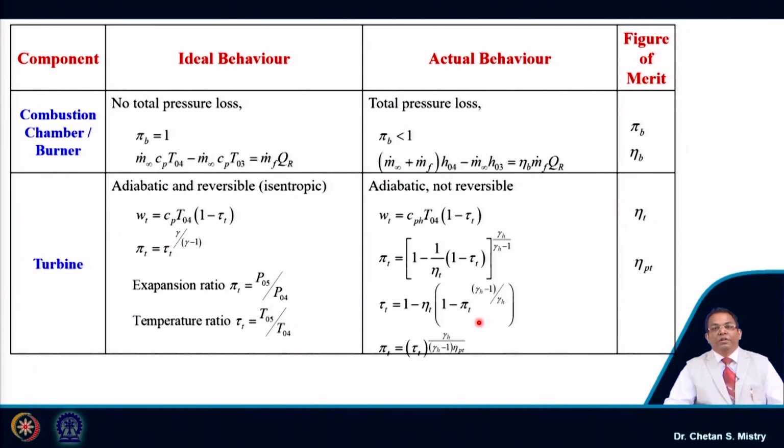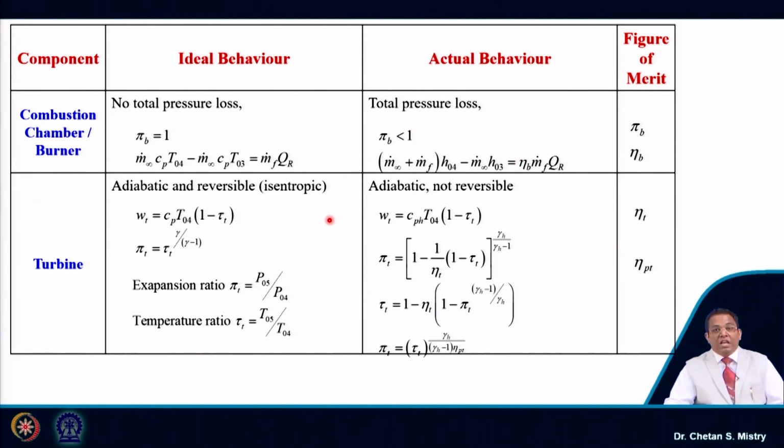Then we discussed the combustion chamber, where we considered no total pressure loss and combustion to be 100% efficient. But in actual we have realized there will be losses because of skin friction in the combustor. At the same time we will have losses in the combustion process, and that is the reason we have introduced a parameter called burner efficiency and the pressure loss.